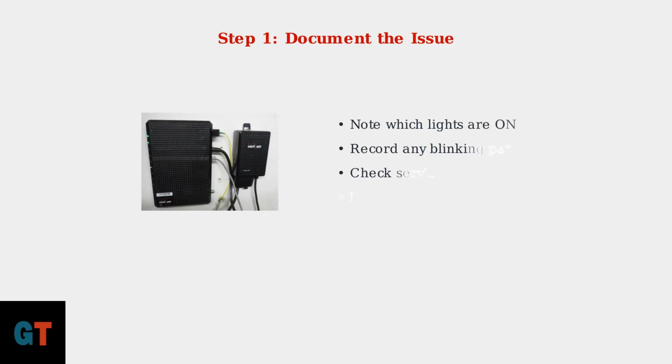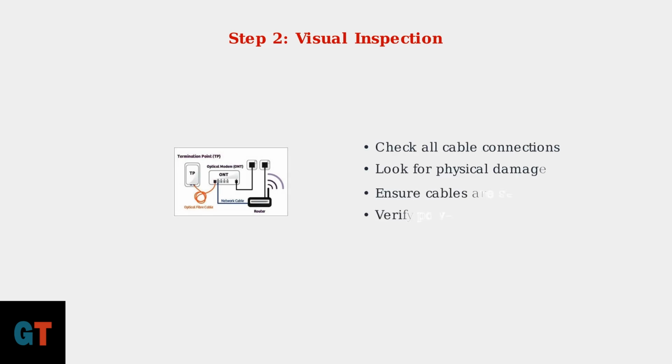When troubleshooting an ONT fail light, the first step is to document the issue. Take note of which lights are illuminated, blinking, or off on your ONT device. Next, perform a thorough visual inspection of your ONT device and all connected cables. Look for loose connections, physical damage, or any obvious signs of problems.